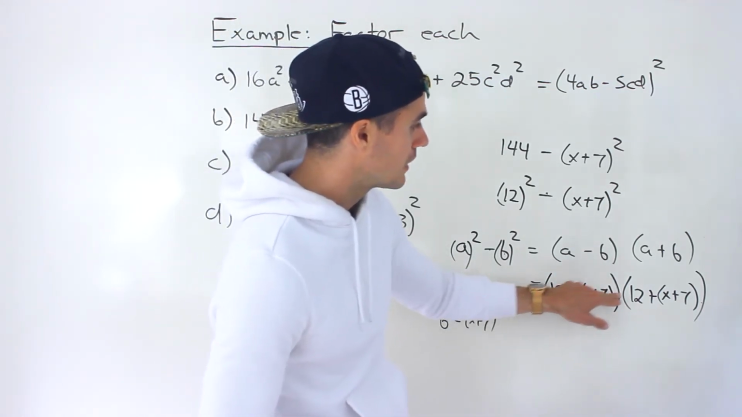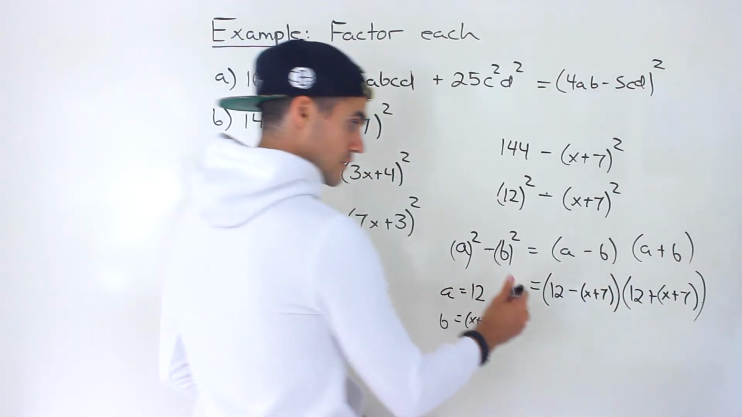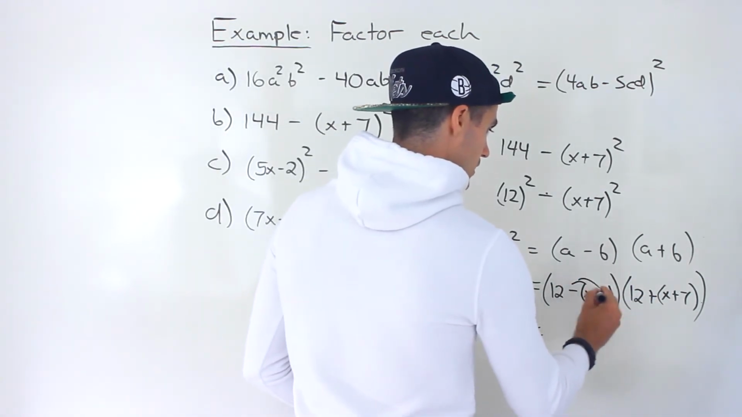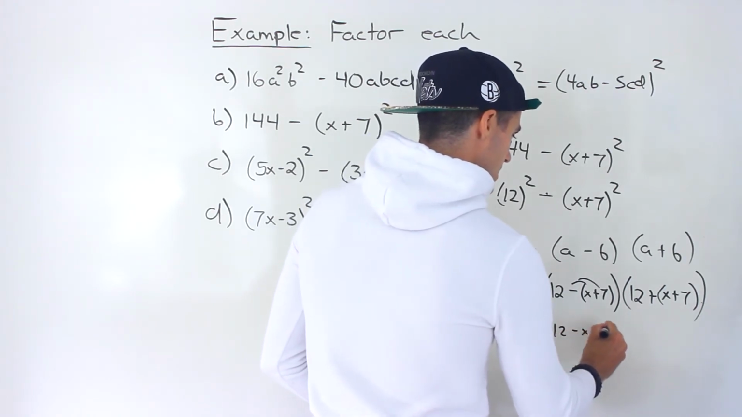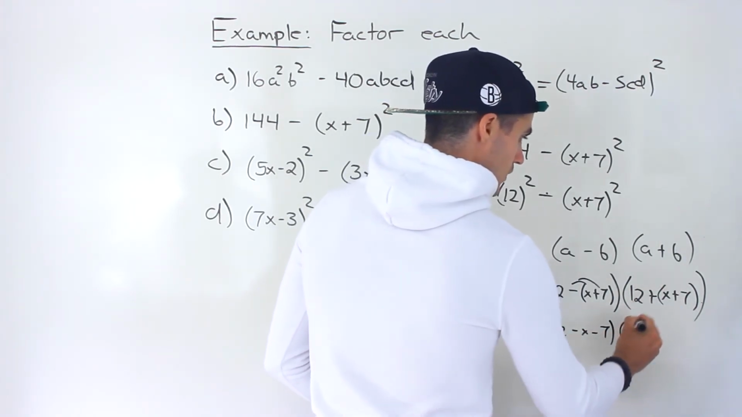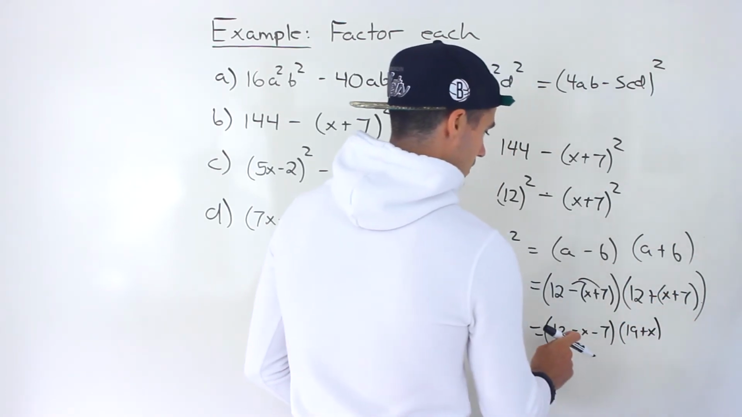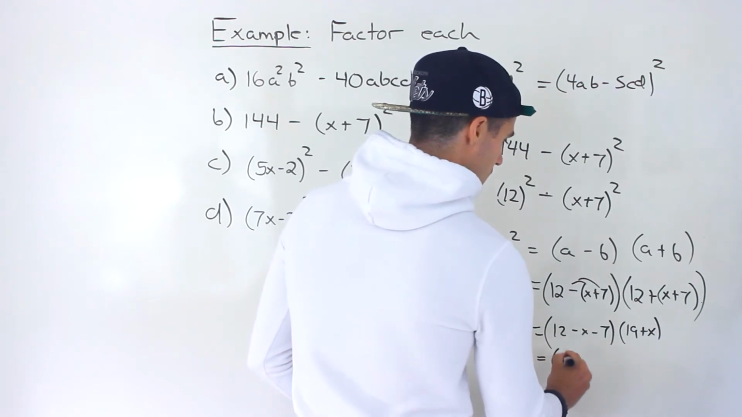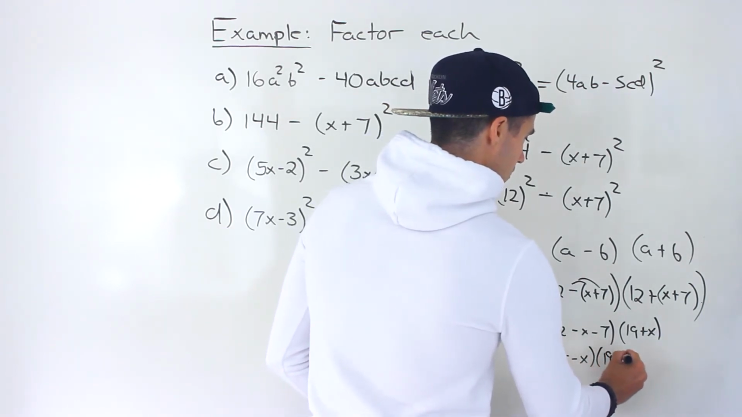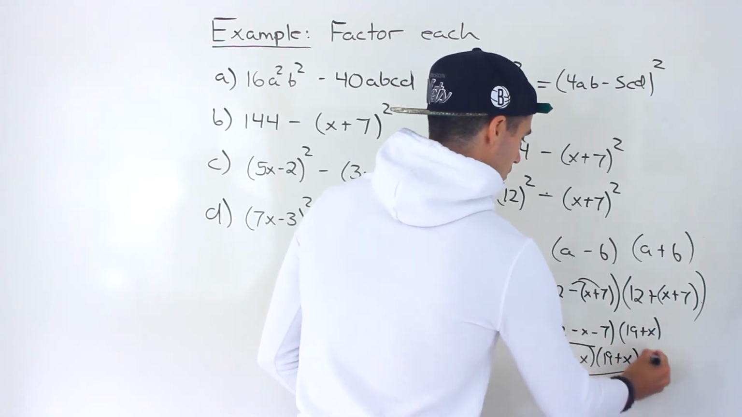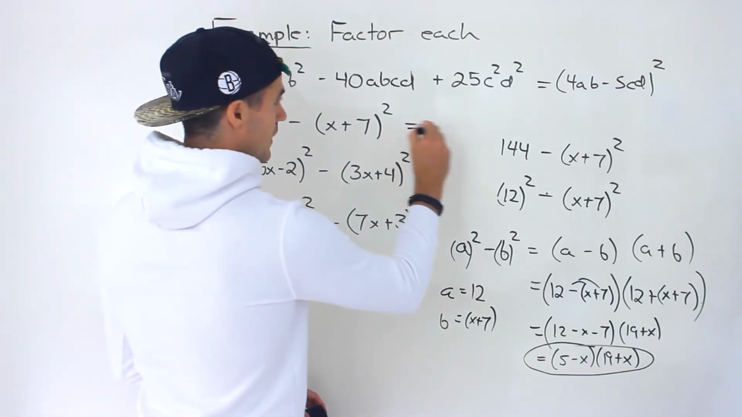A minus b, a plus b, right there. And then you have to simplify the brackets, so when we distribute that negative, we'll have 12 minus x minus 7, and over here we'll have 12 plus x plus 7, which would be 19 plus x, and 12 minus 7 would give us 5. So we'd end up with 5 minus x, 19 plus x. That's what part B would factor to.